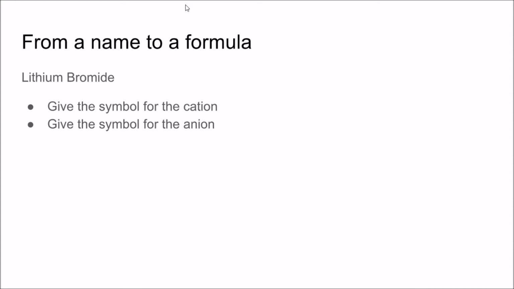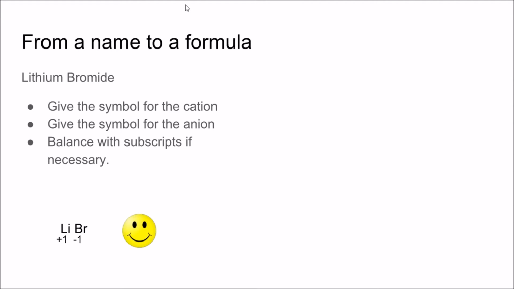Let's do the reverse. Let's go from a name to a formula. So lithium bromide. All we need to do is give the symbol for the cation, give the symbol for the anion, and balance with subscripts if necessary. So here we have lithium and bromine, and lithium has a +1 charge, and bromine has a -1 charge, which means that these two things add up to a 0 for a neutral charge, and so that is our formula. LiBr is the formula for lithium bromide.